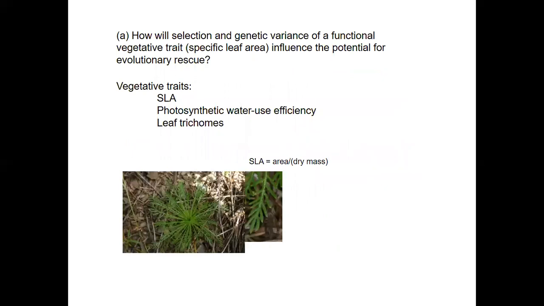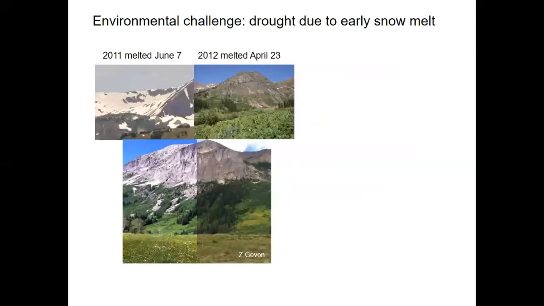So if we zero in on the first part, looking at a functional vegetative trait like specific leaf area. Specific leaf area is the area of a leaf divided by its dry mass. So large values mean thin leaves. Low values mean thick leaves. And we use this environmental challenge of drought due to early snowmelt. And this is just to give some visual representations of that.